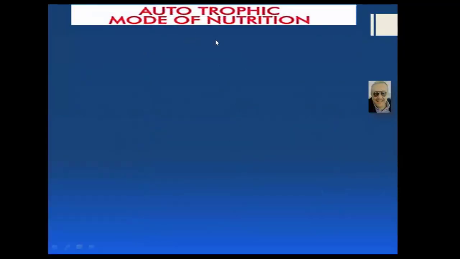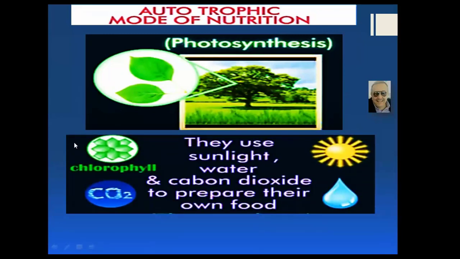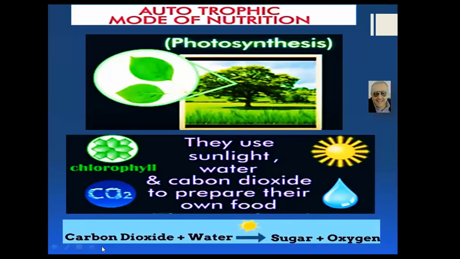First, autotrophic mode of nutrition. In green plants, the leaf contains chlorophyll pigment, which absorbs the light of the sun, and by the absorption of water from the soil and some minerals and carbon dioxide from air, the photosynthesis process occurs. Carbon dioxide plus water and light of the sun forms sugar, an organic substance, and oxygen, which will be released to be respired by the living organisms.